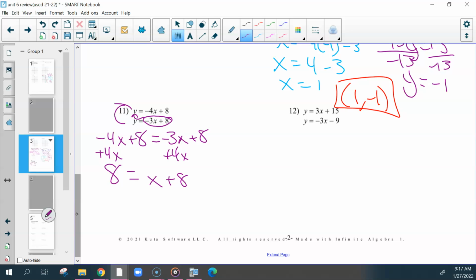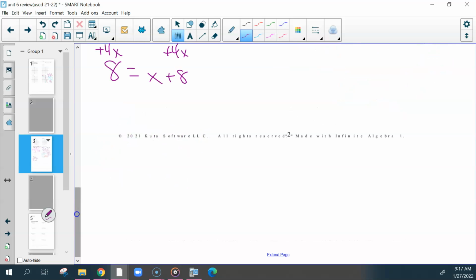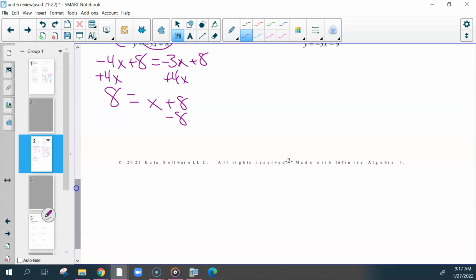And then we would need to move our 8. Here we get 0. Remember that x equals 0 is a solution.